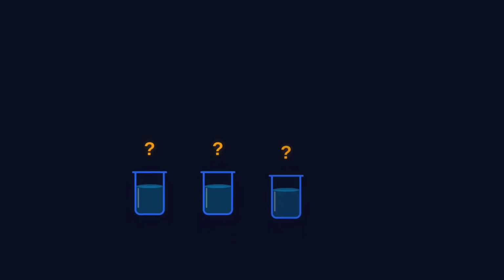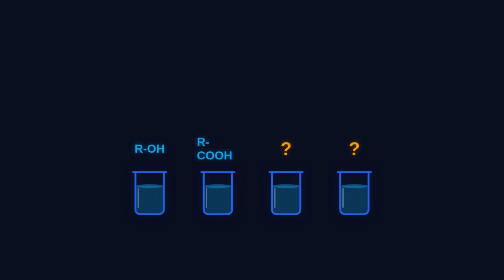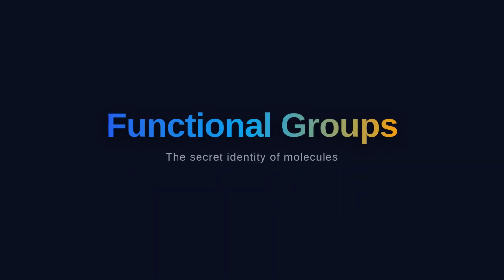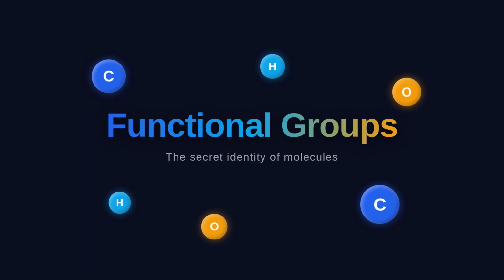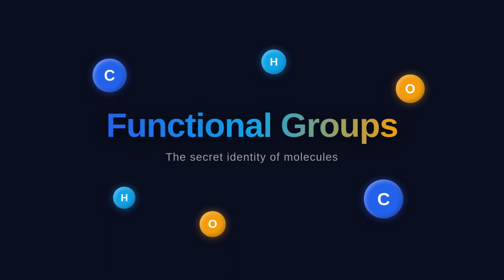Imagine you're handed four identical-looking clear liquids. One could be a harmless alcohol, another a pungent carboxylic acid, a third a sweet-smelling ester, and the last, perhaps, a reactive aldehyde. To the naked eye, they are indistinguishable. But in the world of organic chemistry, these molecules hide their identities in their functional groups, the specific clusters of atoms that dictate how a substance behaves. How do we unmask them?